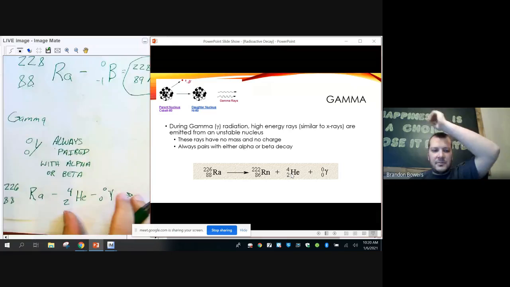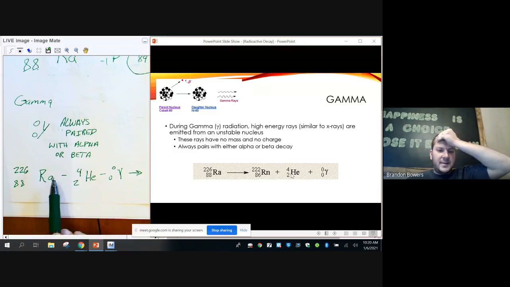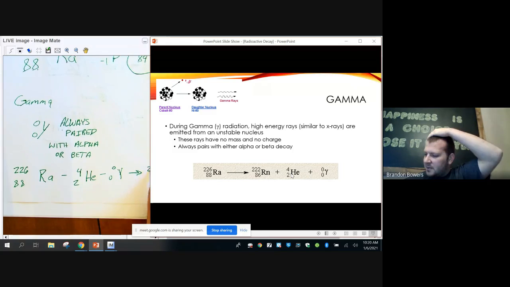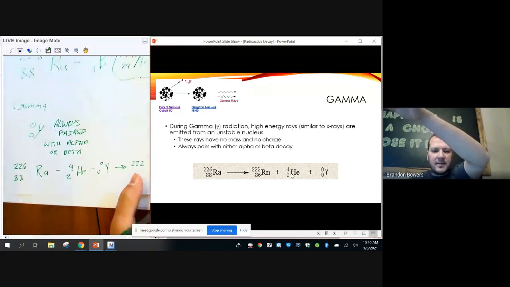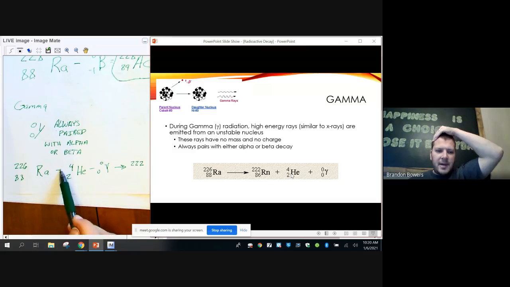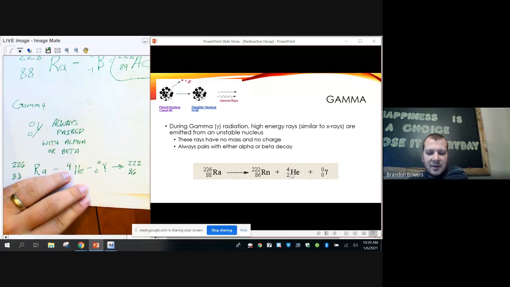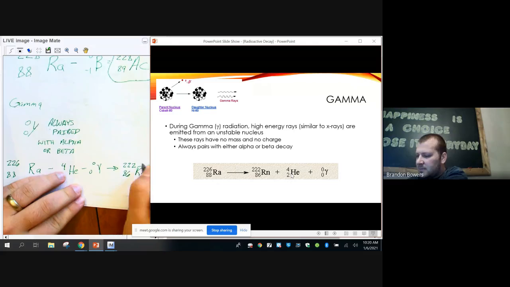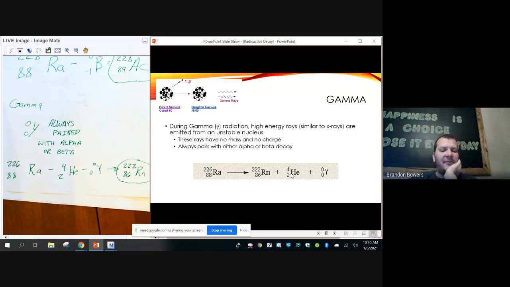Oh, this is kind of a long problem. If you look at this, so 226 minus 4 is 222, minus 0 is once again 222. Let me zoom out a little bit. There we go. 88 minus 2 is 86, minus 0 is still 86. And then you'll have to look up what element 86 is, and that is radon. And that's how you calculate alpha, beta, and gamma reactions.